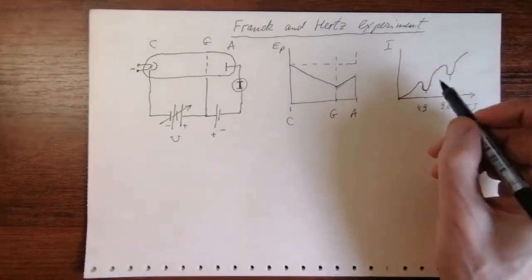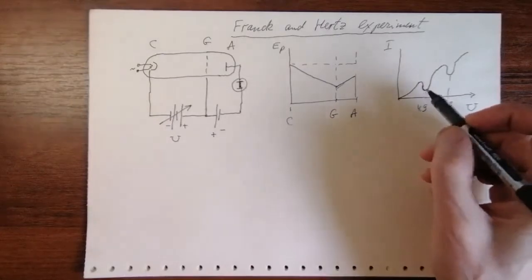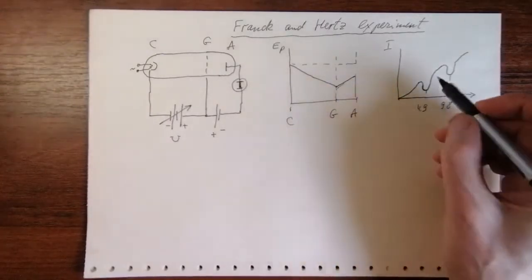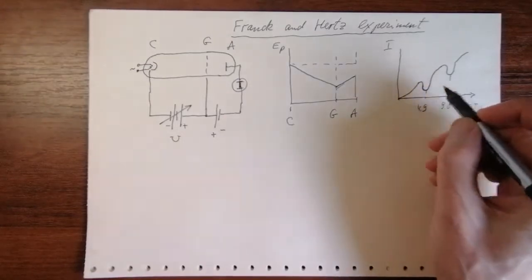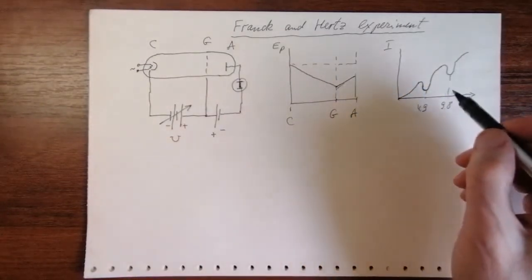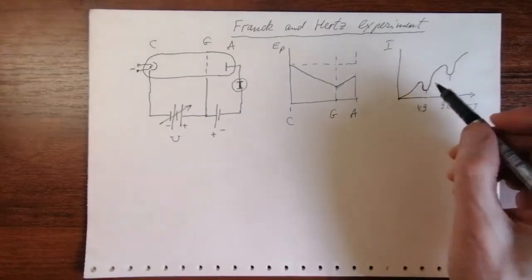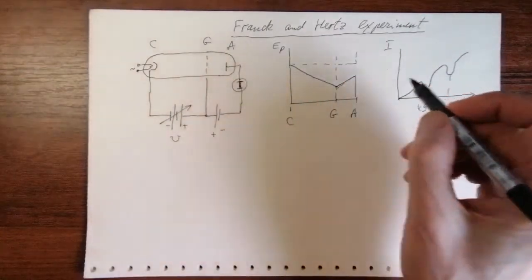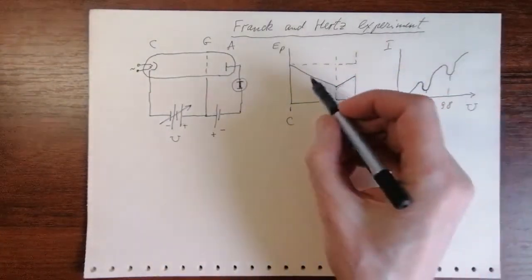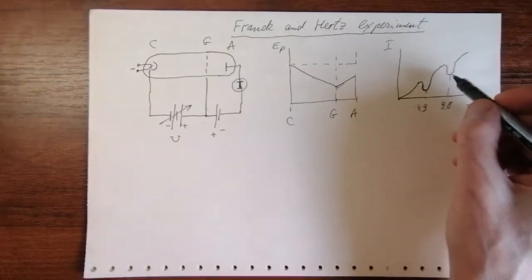So it appears that at lower energy than this one, the mercury atom cannot absorb energy from the electron, and at larger energy than this one, it also cannot absorb the energy of the electron. And it looks like if this field is strong enough, the electron can have two collisions, two non-elastic collisions.